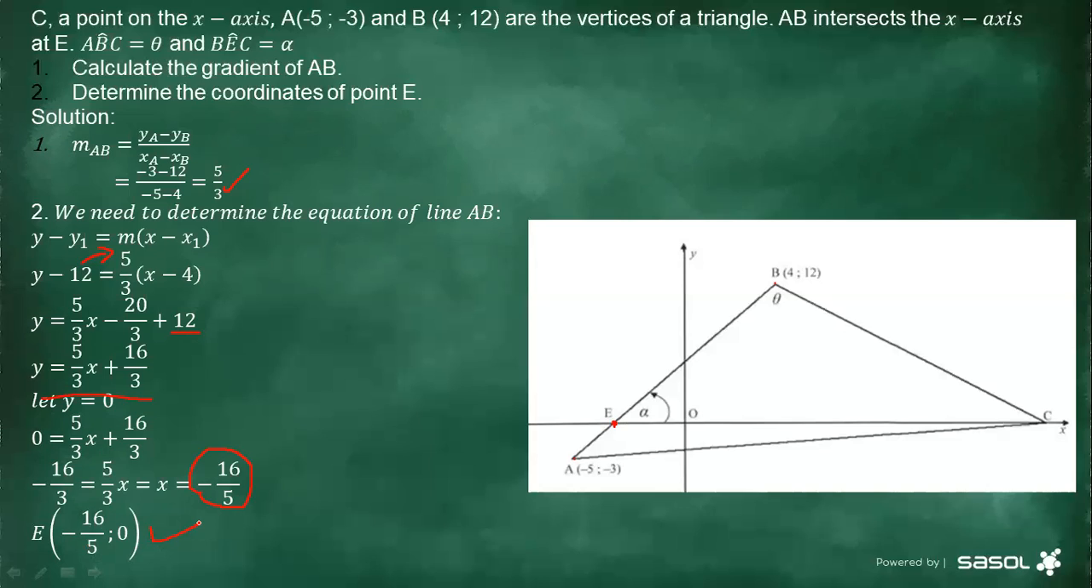You'll find that the majority of learners, when these questions say determine the coordinates of E, they will just solve the value of x and leave their answer at this stage. But now you should write the point. Show that point E is (-16/5, 0). That is the coordinates, all right?